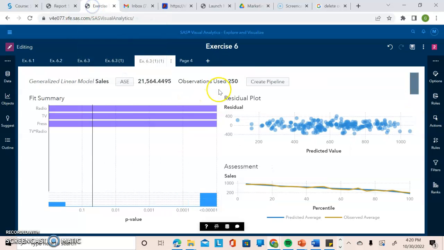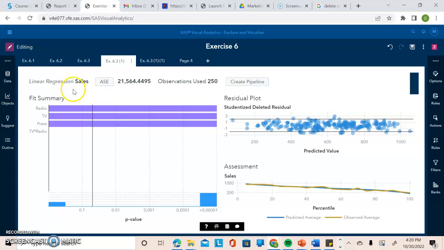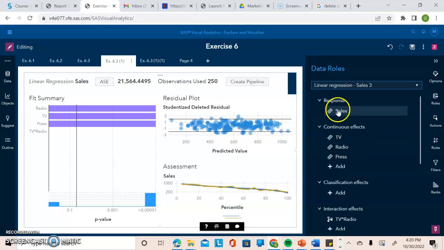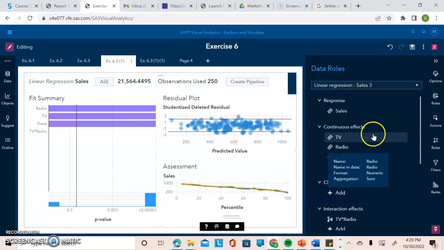Next, we were asked to look at what we did in chapter 6. So I went ahead and pulled up my Exercise 6 SAS Viya page that I had saved. It asks us to create a house price regression model, which I have done here. If we go to our roles, we'll see that sales is what we're trying to predict, and our continuous effects, what we're using to predict this, are TV, radio, and press.